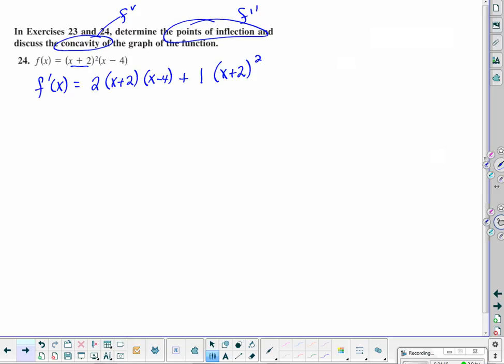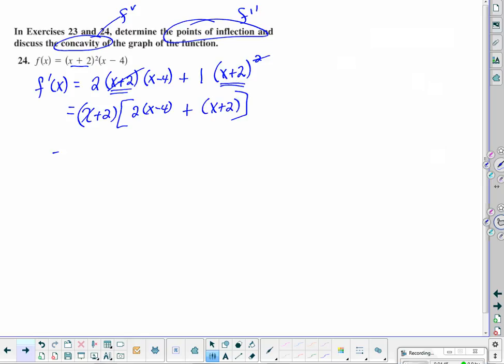So thinking about how to simplify this, I would pull a GCF, so I'm going to do that. I'm going to pull a GCF of x plus 2. That'll leave me a 2 times an x minus 4 because I pulled that x plus 2 out front. Plus, I pulled one of these, I'm going to have an x plus 2 remaining.